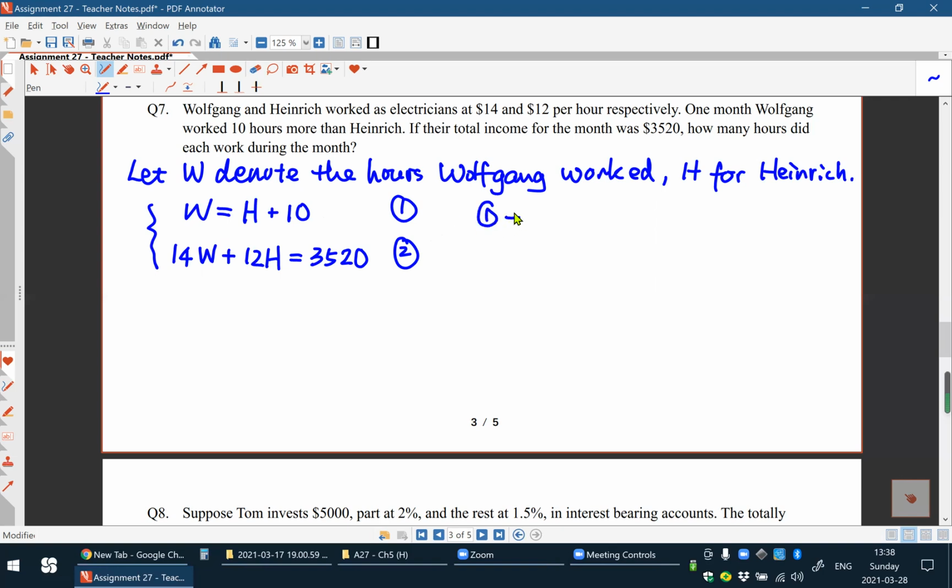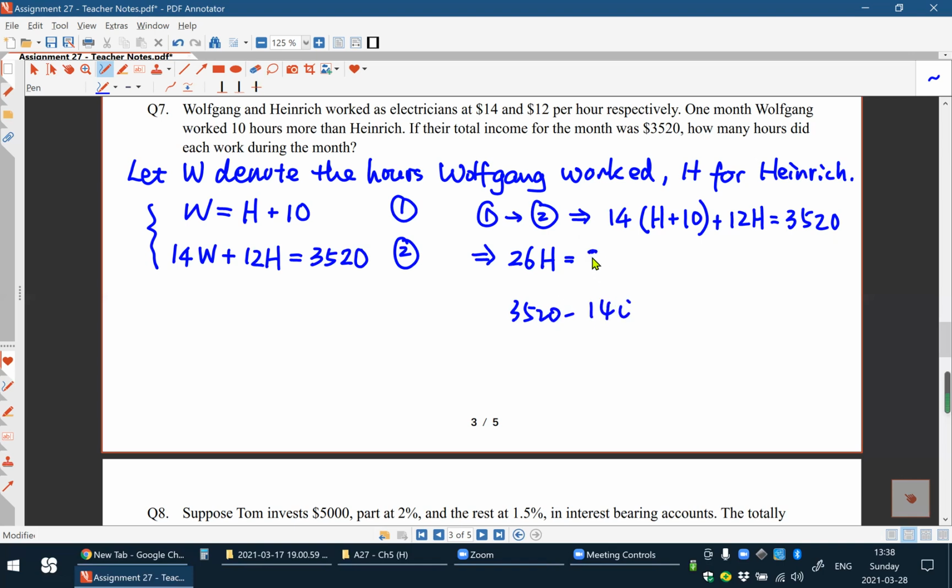Okay, we put number 1 into number 2. This will give us 14 times H plus 10, plus 12H equals 3520, right? Okay, next. 26H equals 3520 minus 140, right? So 3520 minus 140 is 3380, right?